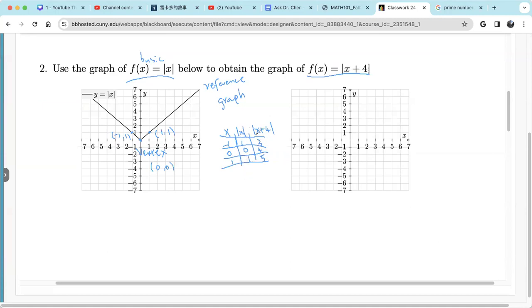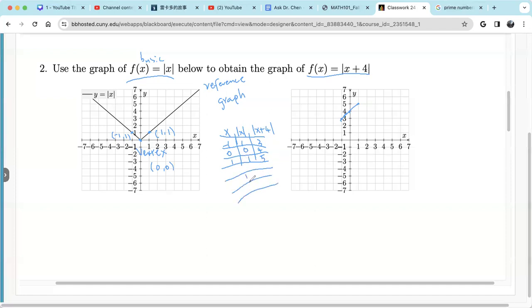Okay, now let's graph this one. We have negative 1, 3, so we have this point. We have 0, 4, and we have this point. Then we have 1, 5. And these 3 points are collinear, which means they're on the same line. So this just gives us one side. That's not good enough. So what do we do? We want to evaluate more values.